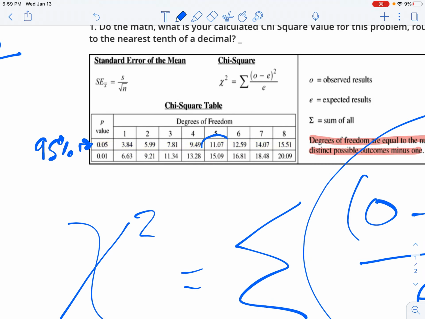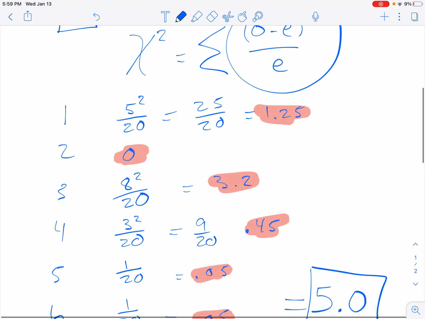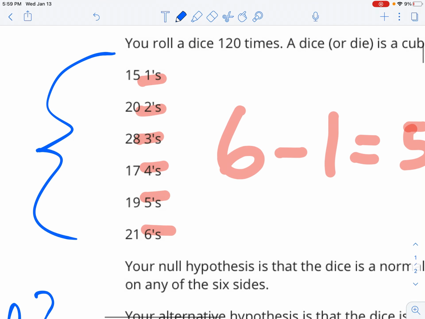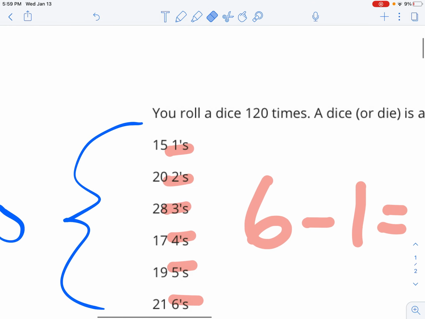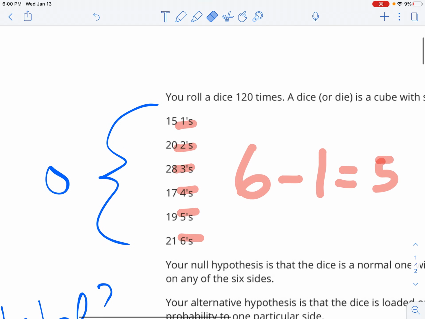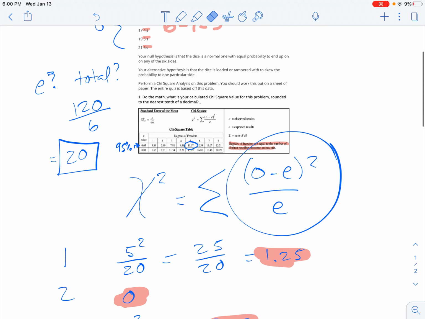Okay, so we're going to use 11.07 as our reference value. Our chi-square value is less. 5.0 is less, so we have less deviation than needed. And so what that means is that because we have less than 11.07, we're going to go with our null hypothesis that the dice are not loaded, they're just regular dice. The reason that we don't get 20 every time is just due to random chance. So even though we've got 28 threes, that's not far enough away from what we'd expect to say with 95% confidence that these dice have been tampered with.